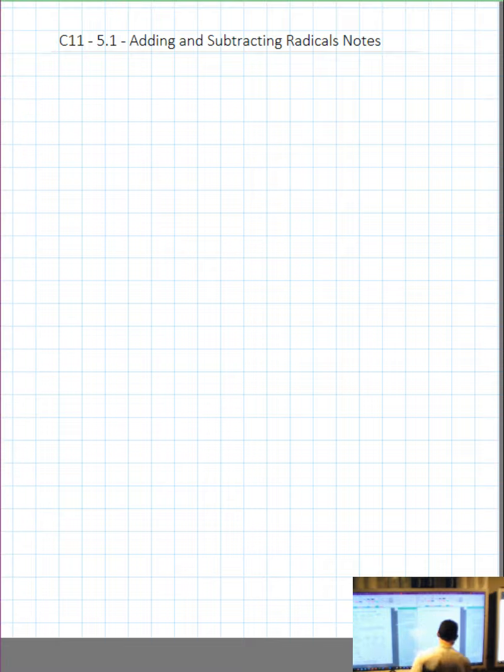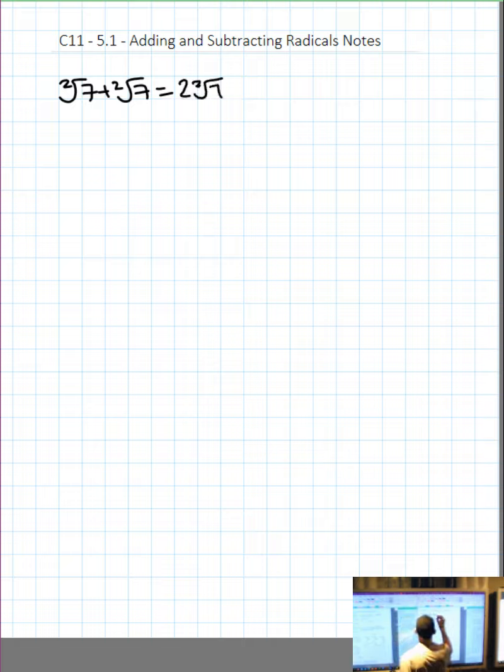Okay, so last year we took a look at mixed and entire radicals, and now we're going to look at adding and subtracting radicals. So let's take a look at the first question in the notes. The square root of 7 plus the square root of 7 is equal to, well, we have 1 root 7 plus 1 root 7, so it's just 2 root 7, obviously.